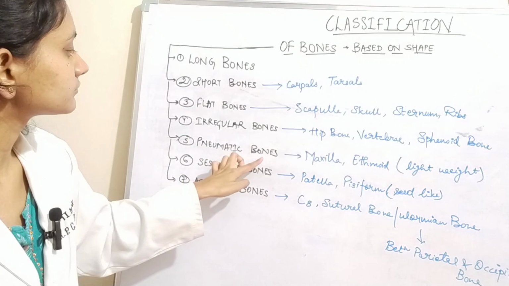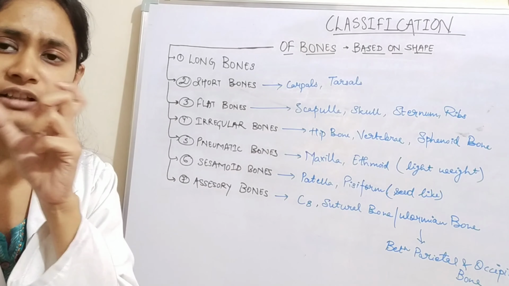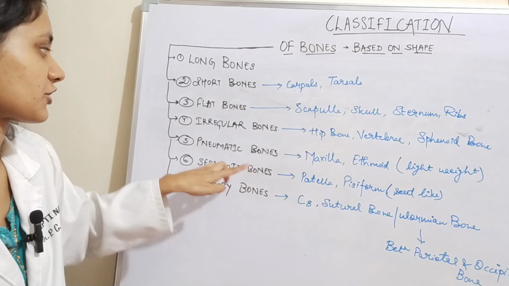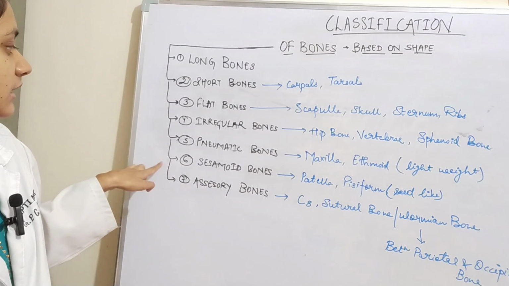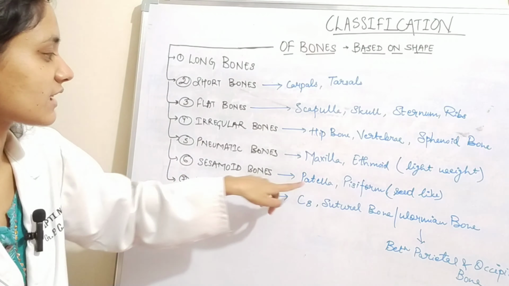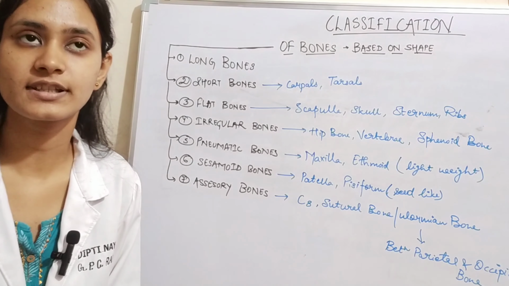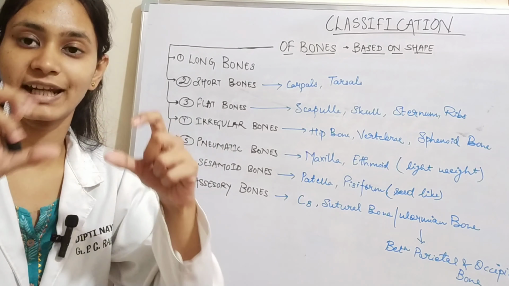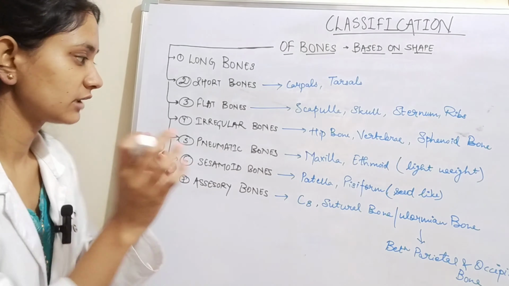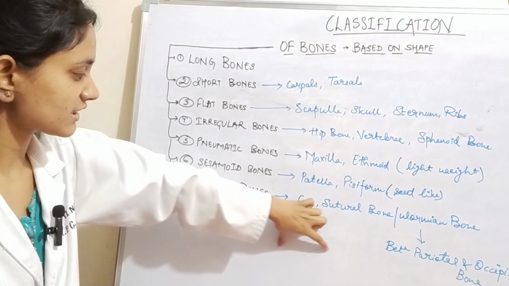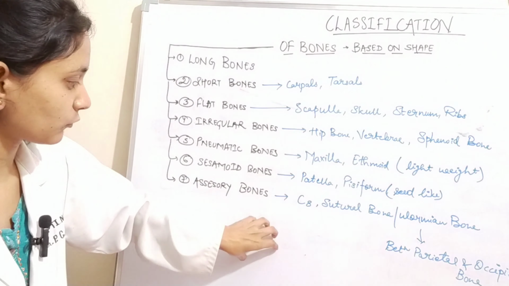Pneumatic bones. Pneumatic bones are bones which are hollow and very lightweight and act as an air conditioner. So pneumatic bones include the maxilla and ethmoid bone. Now sesamoid bones. Sesamoid bones are patella and pisiform. Sesamoid bones are seed-like bones. What happens is, when there are two tendons or muscles, a bone forms between the two muscles in a seed shape, and it is known as a sesamoid bone.